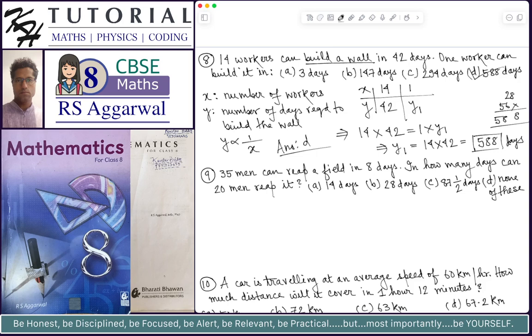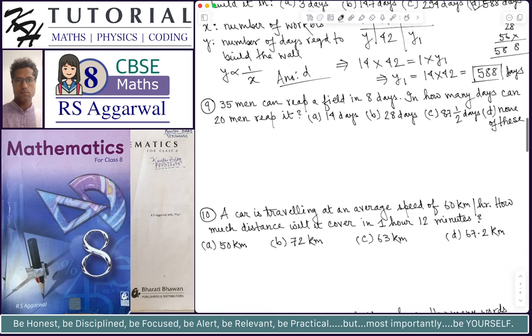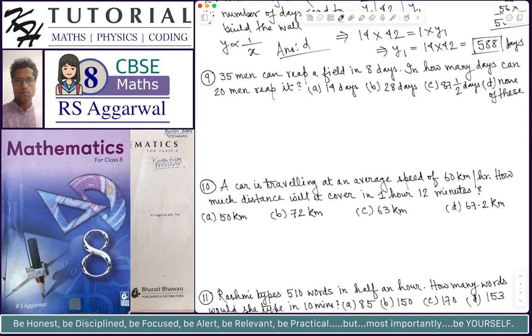Okay, let's do problem number 9. 35 men can reap a field in 8 days. In how many days can 20 men reap? So it is again an example of number of men, amount of work which is constant, and the time taken, that is the number of days to complete the work. The work in this example is reaping a field. Now why is it constant? Because it is reaping the same field.